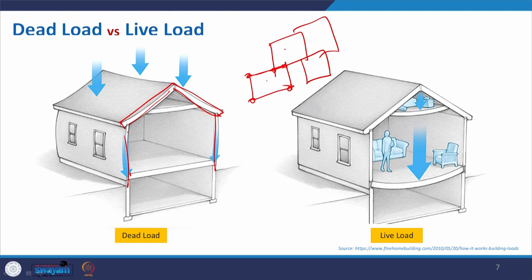So, for a kitchen it will be something different, because in a kitchen, along with normal furniture and all, there will be some permanent furniture. When it is built permanently, even though it is in the furniture category, it will be considered as dead load, not live load. So, that we need to understand. Suppose you construct a slab or a cupboard which is permanent, made of some concrete or brick.